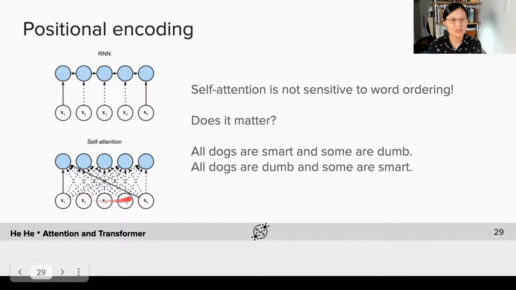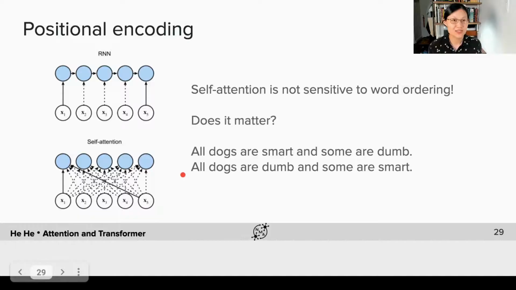Now let's look at self-attention. Here, the output is based on pairwise interaction between words, which means that even if we permute the input words, the output wouldn't change. So now the question is, does word ordering really matter? Well, for NLP tasks, it matters a lot.